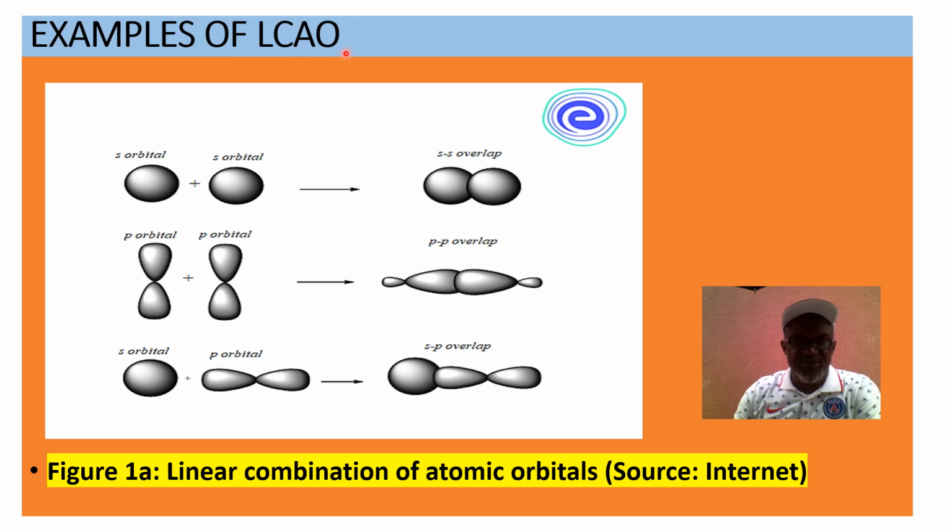Now let's look at some examples of linear combination of atomic orbitals. Look at this: this s orbital is spherical, and this other s orbital is spherical. There is a possibility for s and s to overlap. We also look at p orbital and p orbital, and there is a possibility for this overlap to take place. We will see later that if it is side to side, it will give us a pi bond. If it is end to end, it will give us a sigma bond. Now, s and p orbitals can also overlap, and we have this.